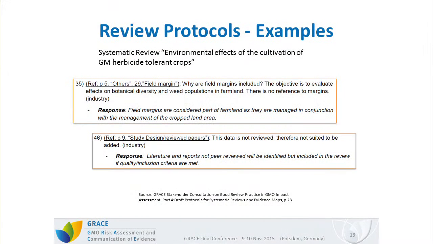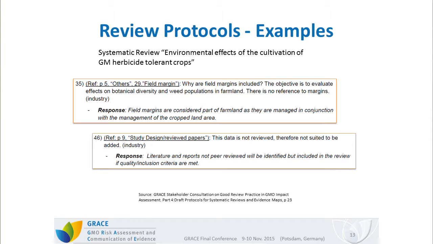Another example here was also on field margins, and why field margins are being included, because allegedly the objective is to evaluate the effects of botanical diversity on wheat populations in farmland. There is no reference to margin, and here we clarified that field margins are considered to be part of farmland, for example.